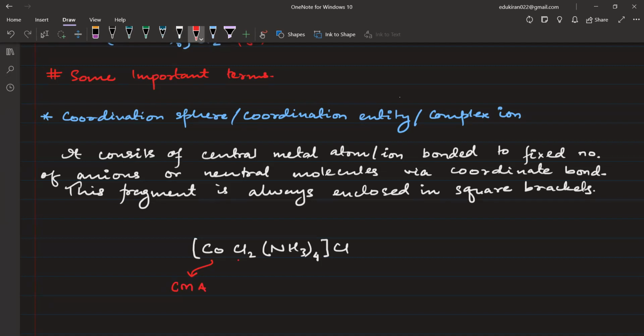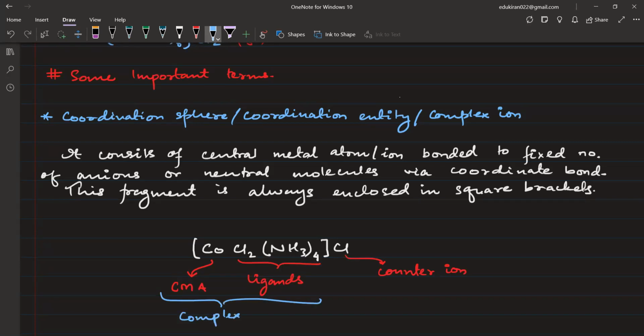Then you have, this is your ligands. These are your ligands. This is your counter ion. Okay. Now central metal atom and the ligand, they together make the coordination sphere or the complex ion. Please write this down.